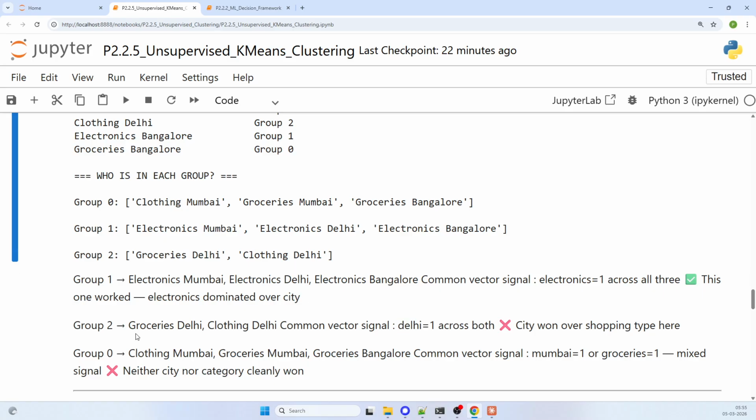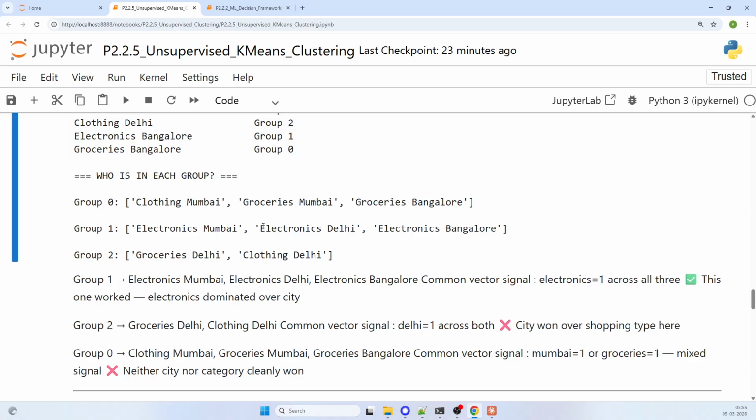Okay. So now group 0: clothing, Mumbai, groceries, Bangalore. Here clothing is repeated twice, so its value is 1, and Mumbai is repeated twice. So it's a mixed signal. City is 2 and groceries is 2, so neither category is 1. In that case, they are keeping those kinds of things in one category. Okay. So K is equal to 3, which means 3 groups are created.